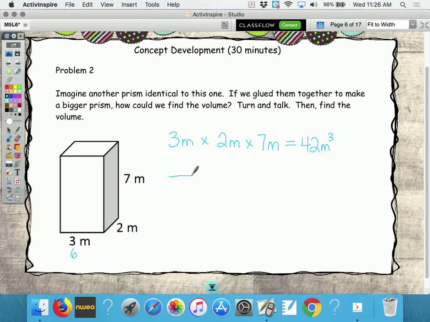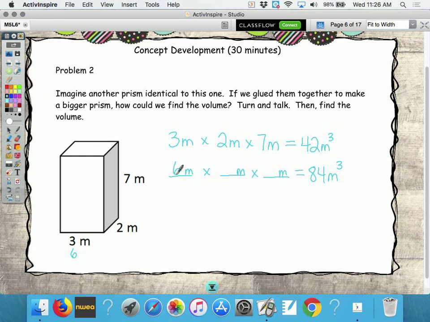Now, if I add another one, I am doubling the volume. So what's 42 times 2? 84. But here's what we have to be careful about. We don't double every single measurement. I'm going to double the first one.